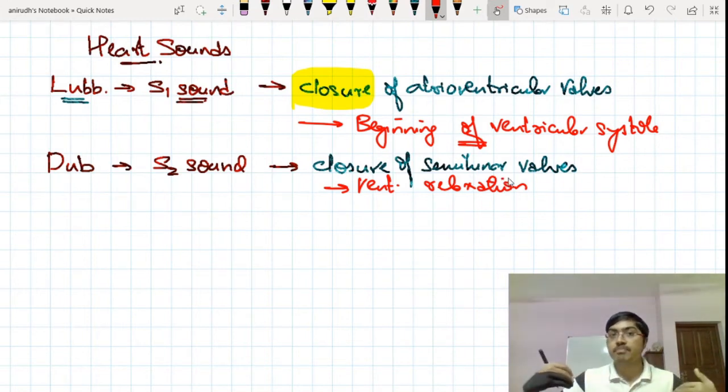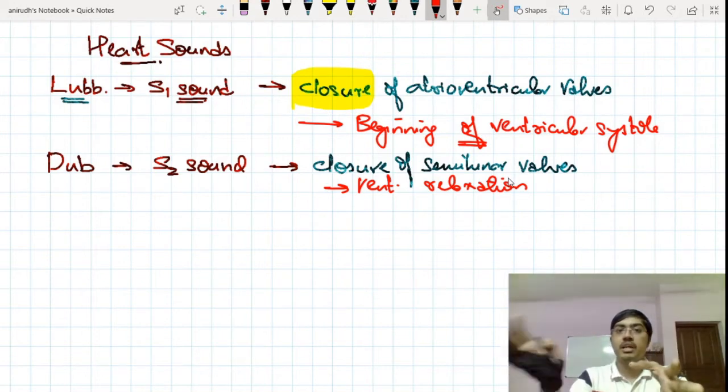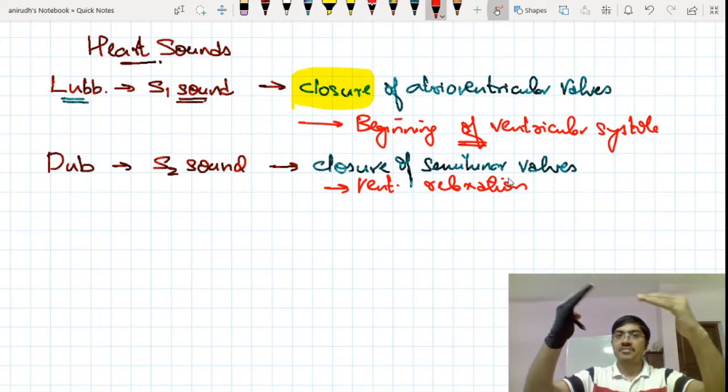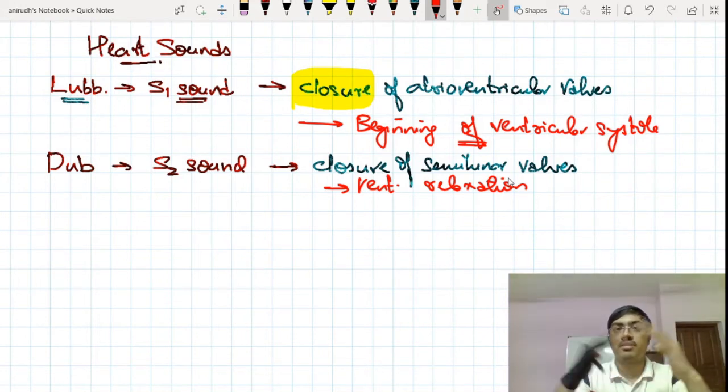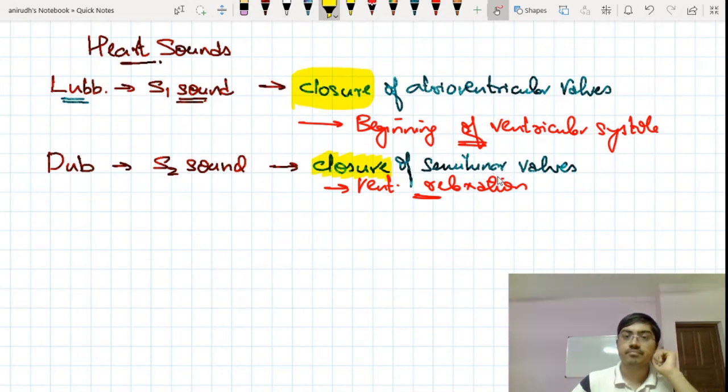The ventricle has pumped its blood, most of the blood from the ventricle has been given out to the pulmonary artery and aorta. Now the ventricle will start relaxing. As it relaxes, the valve will start closing. This is the point that you are supposed to remember. Again, the sound is produced because of closure of the semilunar valve. So these are the two important sounds over here.